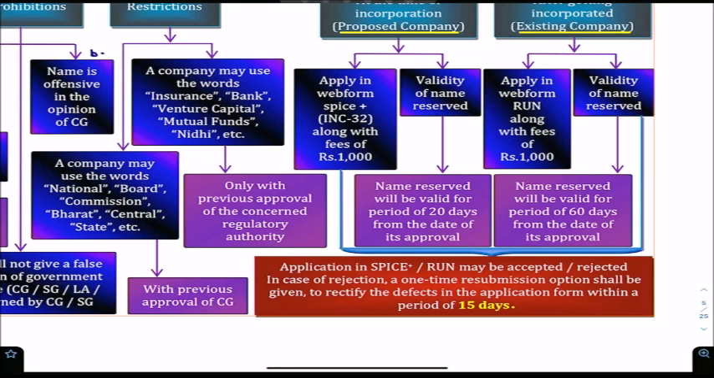Rejection, first time I will give one time resubmission chance. One time resubmission chance will be given. Same form, no need to pay extra fee. Rectify the defects in the form and you apply. Even then if you are still making a defect or a mistake, then the form will be rejected completely. Apply in a new form, again 1000 rupees.